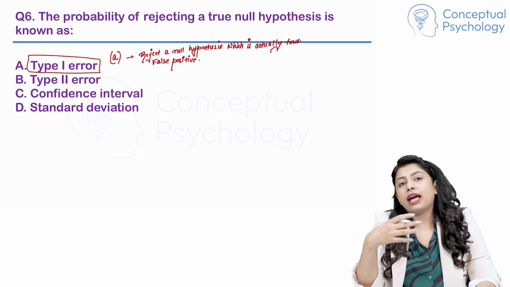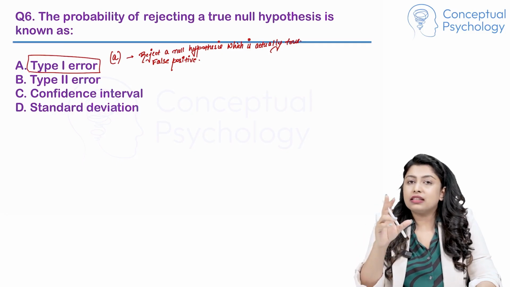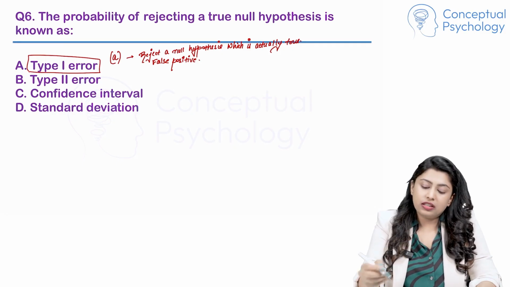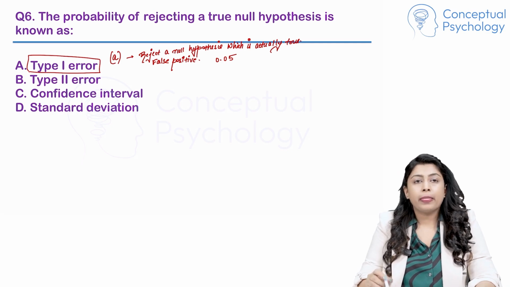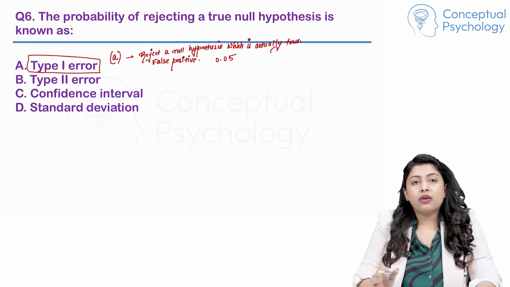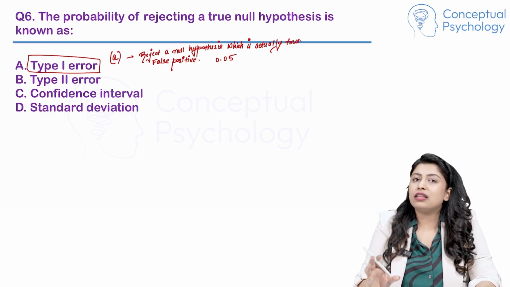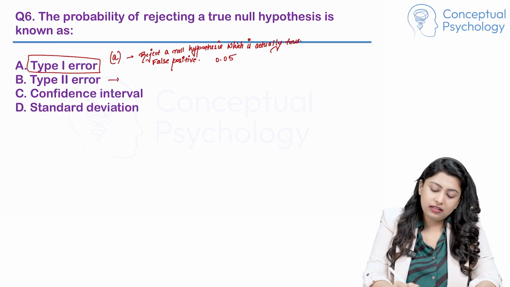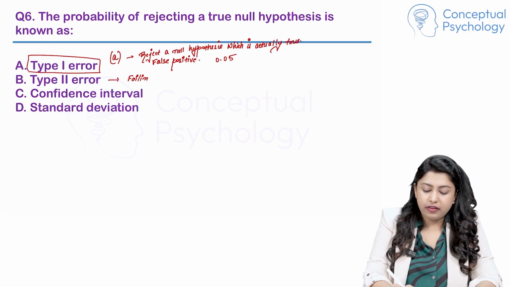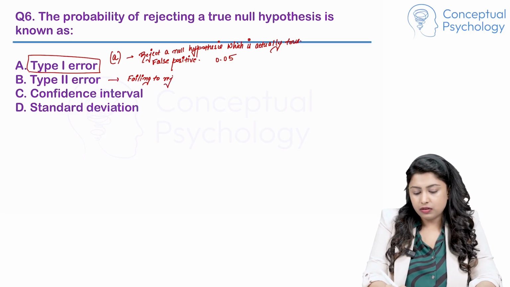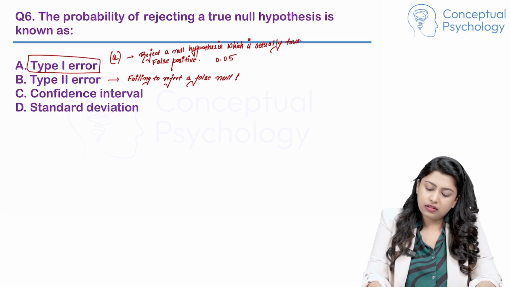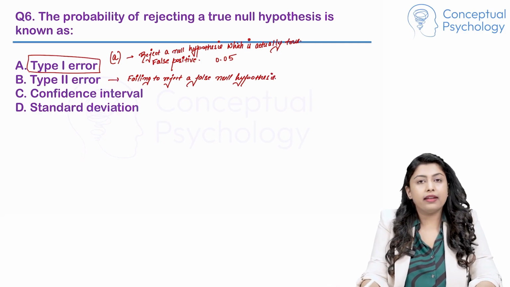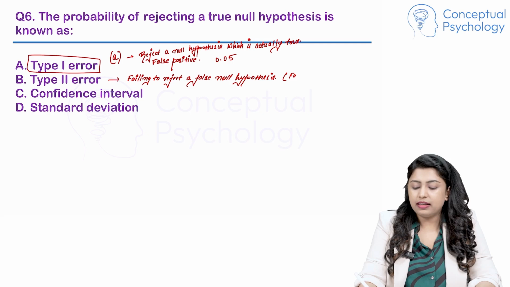So the probability of a type 1 error is typically set at 0.05 in psychological research, right? This is the probability which is set at 0.05. Now, what is a type 2 error? When you fail to reject a false null hypothesis, right? Failing to reject a false null hypothesis is a type 2 error, which is a false negative.